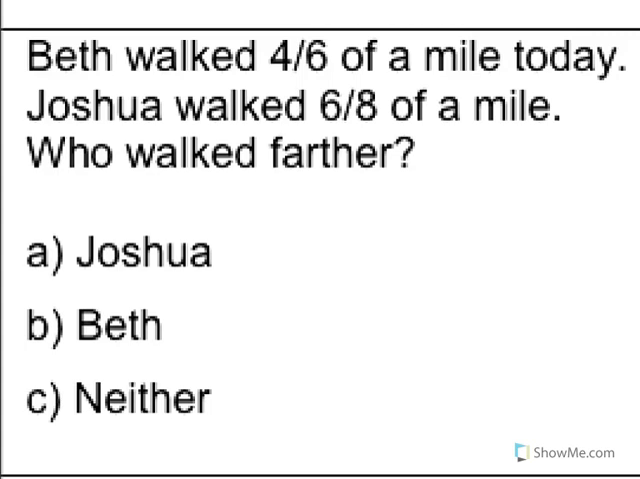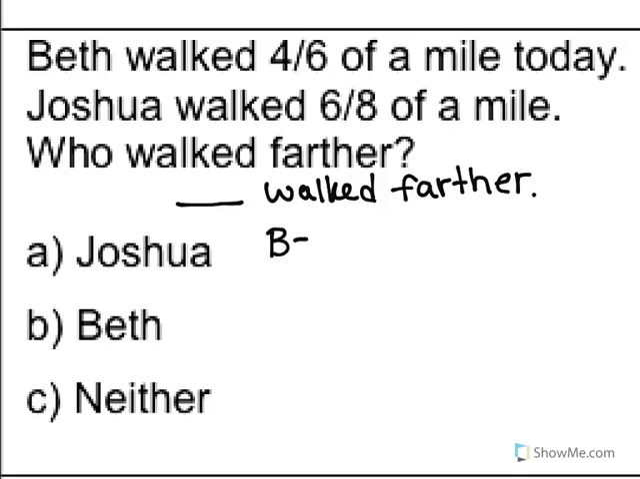All right, next one. This one says Beth walked 4/6 of a mile today. Joshua walked 6/8 of a mile. Who walked farther? So we want to know blank walked farther. So our answer is going to be a name, not a number. We're not wanting to know how much farther someone walked. It's who walked farther. So that must mean we are comparing how far Beth walked, which was 4/6 miles, and how far Josh walked, which was 6/8 miles.